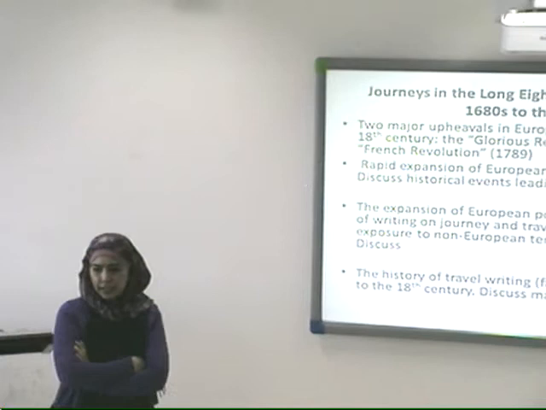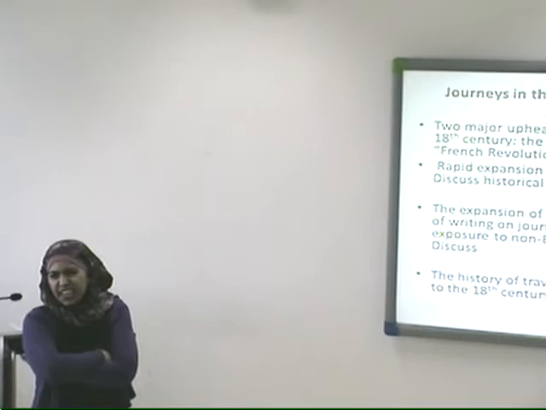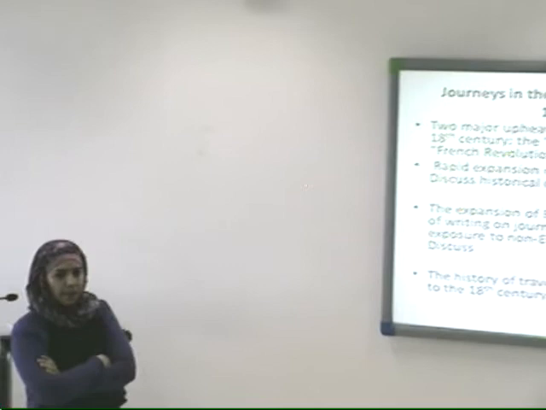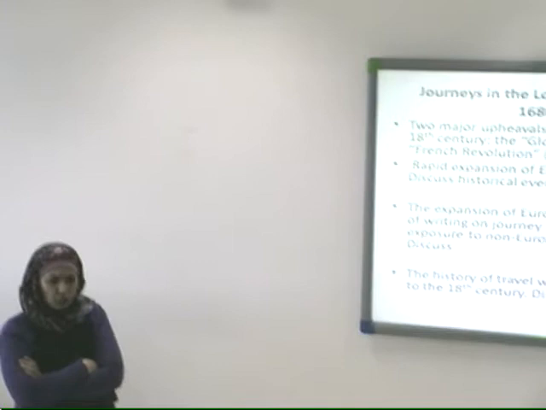Okay? So, there were two major historical upheavals in Europe that happened during the 18th century, and that is the Glorious Revolution that happened in 1688, and the French Revolution that happened towards the end of the 18th century, 1789. Okay, so the 18th century could be characterized by political turmoil. There is a revolution taking place.